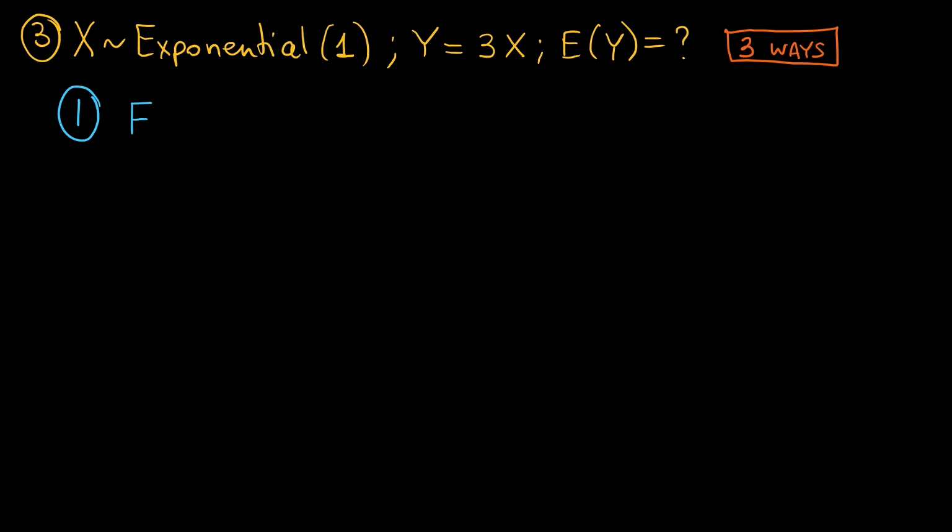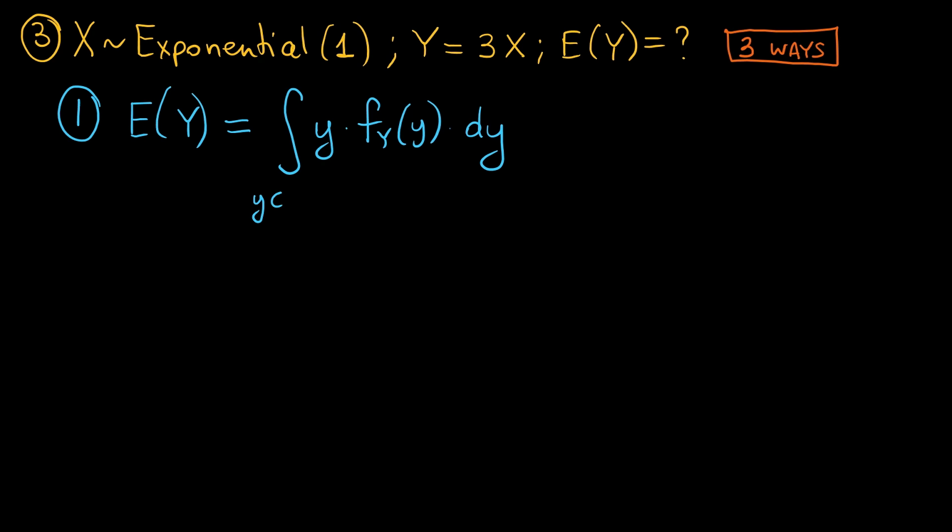In the first method, we're just going to use the definition of expectation, which says the expected value of a random variable y will be just the integral of lowercase y, or the values that this random variable takes, times the PDF of y dy. And this integral is to be taken over the support of the random variable y, therefore all lowercase y in the support of y.